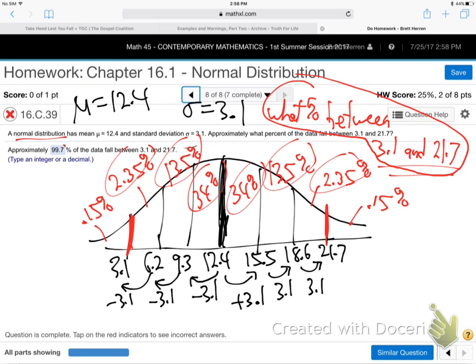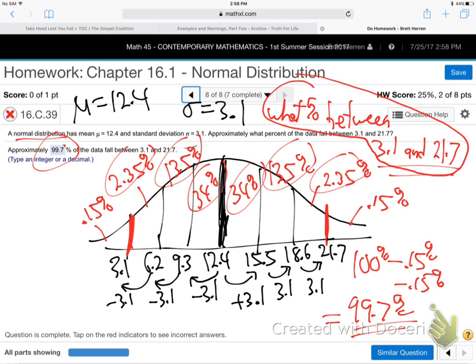Does that make sense? You know what the easier way to do would be? Take 100% minus the two that are missing, because the whole curve's 100%, right? Either way's fine. You get the same answer. I'm going to take 100% minus the 0.15 minus another 0.15, which is 0.3, so it's 99.7%, which indeed is the answer. Almost all the curve, 99.7% of the curve, is in that region. Is that good like that?